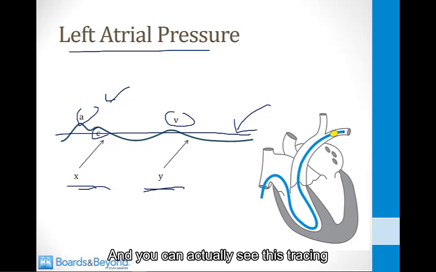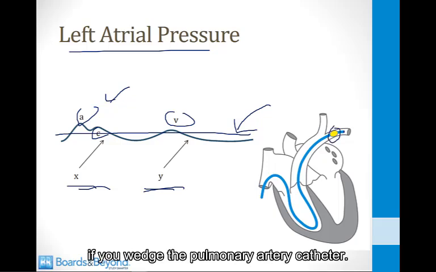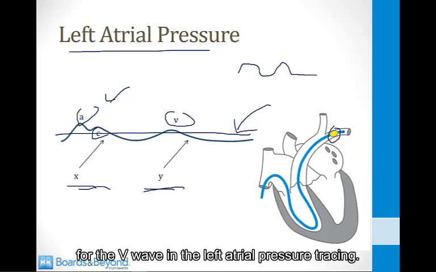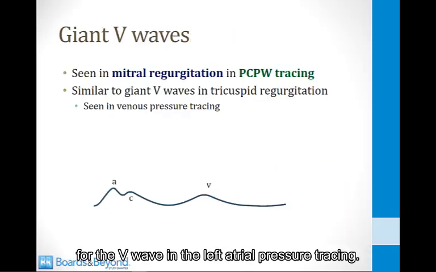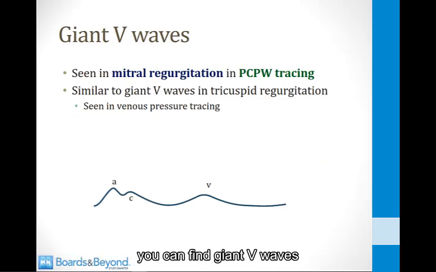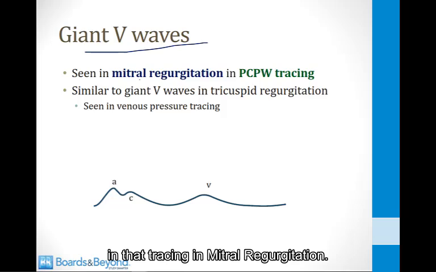And you can actually see this tracing if you wedge the pulmonary artery catheter. You will then see a little bump for an A wave, another bump for the V wave in the left atrial pressure tracing. And because you can see the A, C, and V waves of the left atrium using the Swan-Ganz catheter, you can find giant V waves in that tracing in mitral regurgitation.